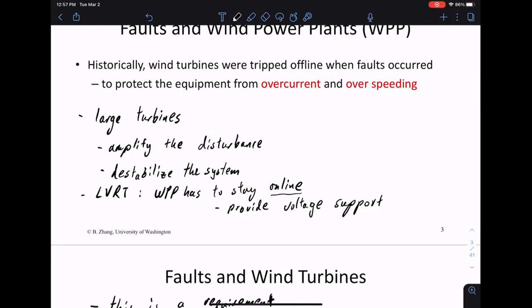So for the next part, we want to understand, if you're required to stay online, how long should you stay online? Is it a millisecond? Is it a second? Is there something in between? So how long should we be in the system? Any guesses at this? So you think you're a turbine and you see a fault, right? Think of the fault as I'm grounding your terminal. Any guess how long you have to stay online?